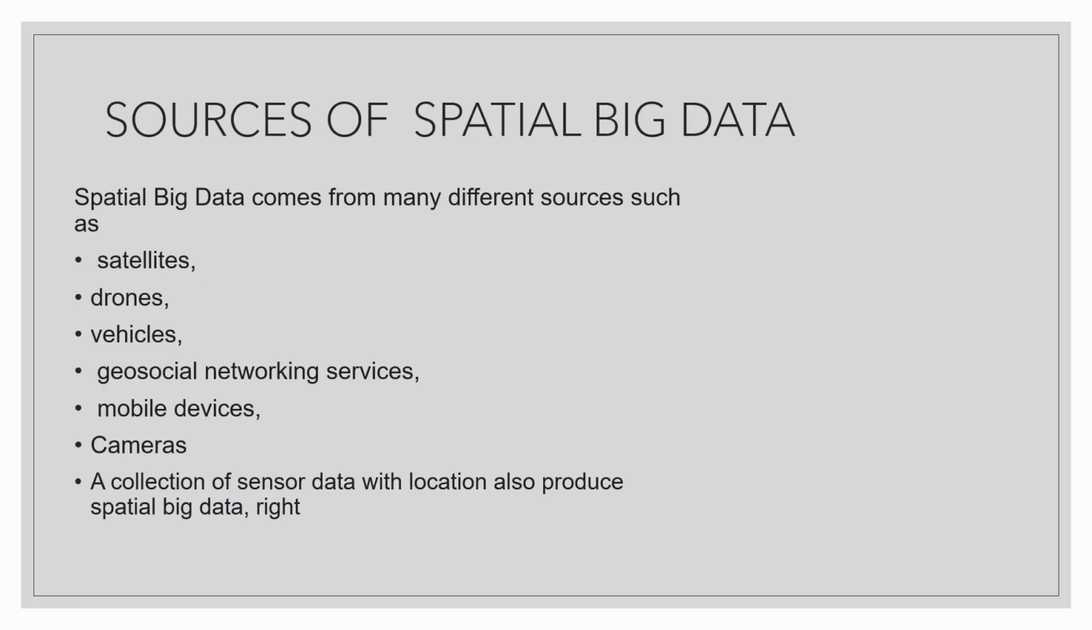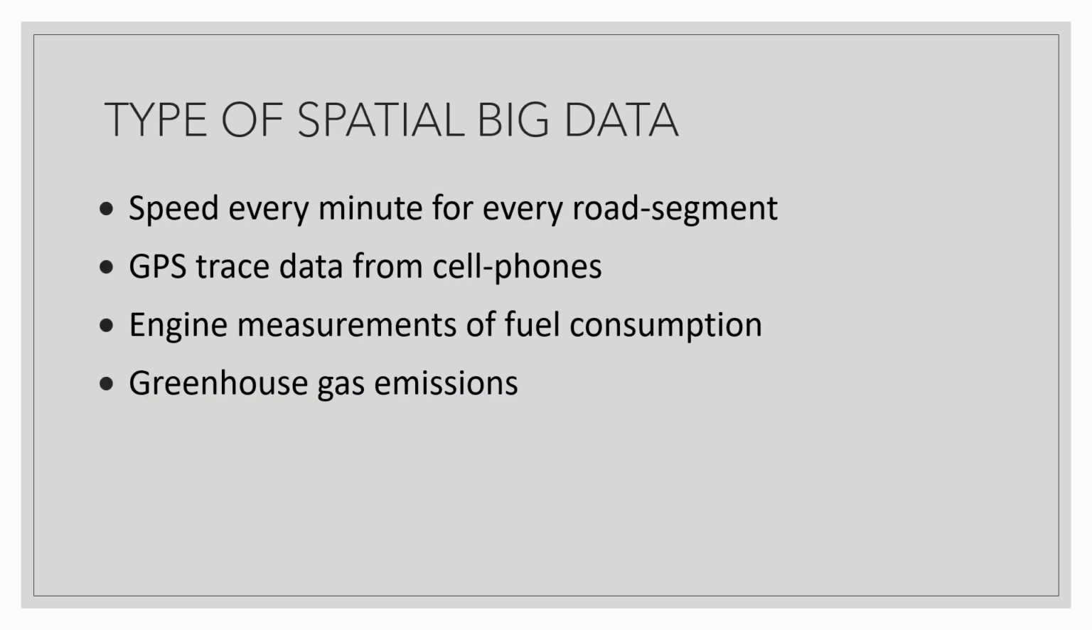Some types of spatial big data are speed every minute for every road segment, GPS trace data from cell phones, engine measurements of fuel consumption can be estimated from fuel levels, distance traveled, and engine idling from engine RPM and greenhouse gas emissions. Some of the challenges of spatial big data are listed as retaining computational efficiency, storing spatial big data into cloud and applying new data when spatial big data or change old data.